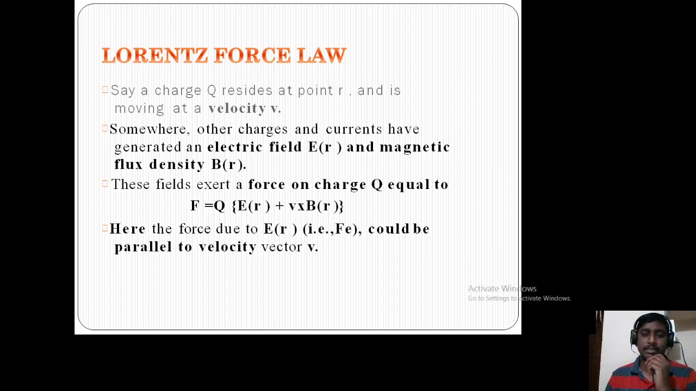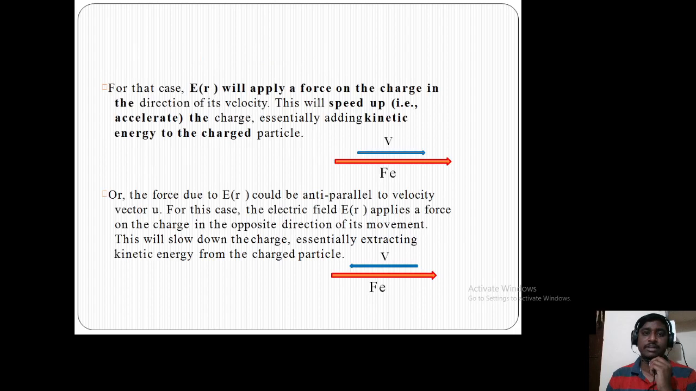Here E is the electric field, and the electric force may be represented by F suffix E. Remember, the electric force is always parallel to the velocity vector v. Whereas the magnetic field or magnetic flux is always orthogonal, or perpendicular, to the velocity vector. But the electric force is always parallel to the velocity vector.